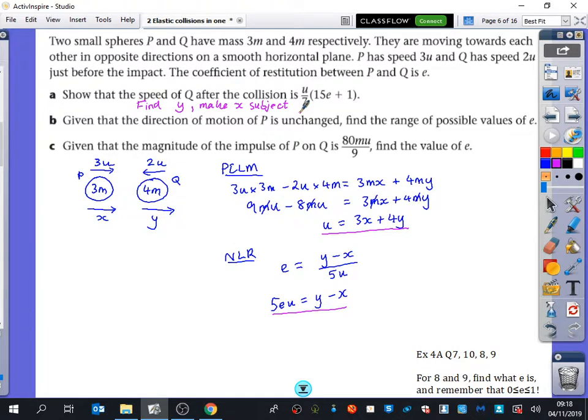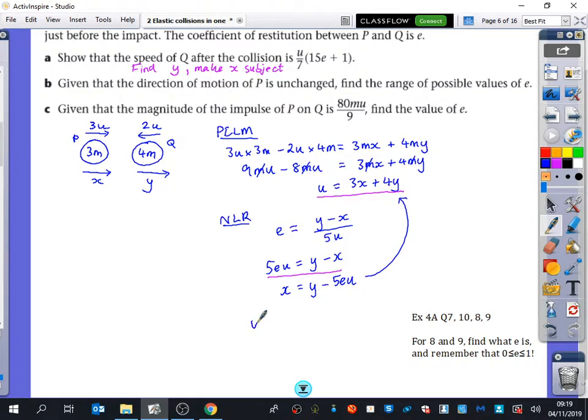So where is going to be easiest to make x the subject? In this first equation or the second equation? The second equation, because we've just got x sort of by itself. So I'm going to rearrange this second equation. The x is going to go on that side and the 5EU is going to go on that side. So we get x equals y minus 5EU. Then I'm going to take this equation and substitute it in up here. So I get u equals 3y minus 5EU plus 4y.